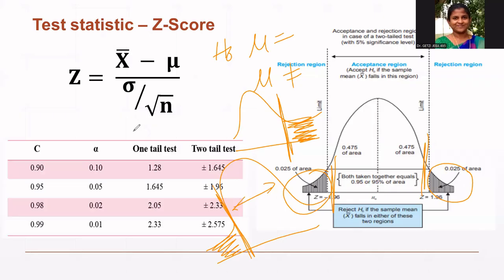So we should be very clear about the statement of the hypothesis. Then the level of significance, mostly it will be given in the question. And then you go for testing using this z-score. Then you plot it on the curve, and after you plot it, you decide whether you are going to accept it or reject it. Now we will discuss some example problems.